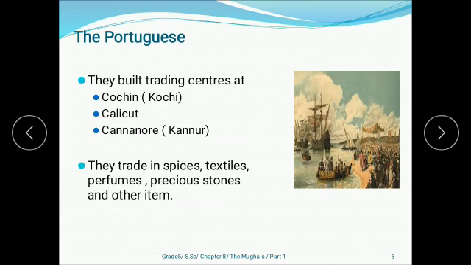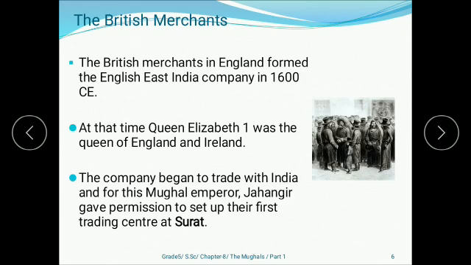Now let's see, after the Portuguese, who came? The Dutch. The Dutch came to the subcontinent and they also established some trading centers. They came from Holland, which is now in the Netherlands, and after the Dutch, the British merchants came. The British merchants in England formed the English East India Company in 1600 CE, that is Common Era. At that time, who was the queen? Queen Elizabeth I was the Queen of England and Ireland both.